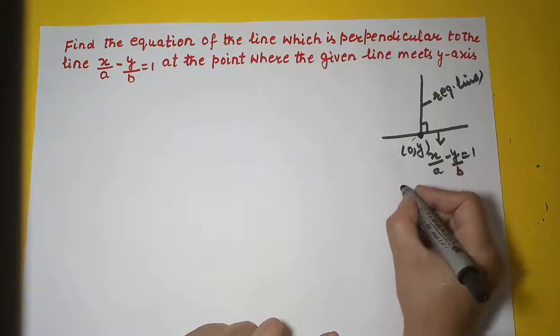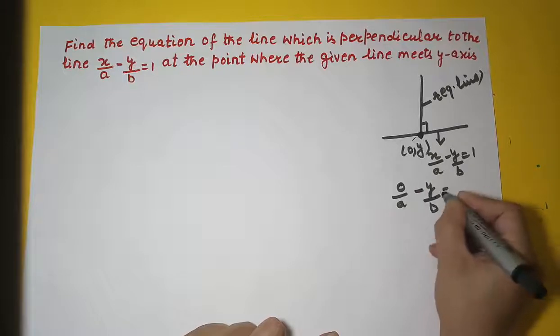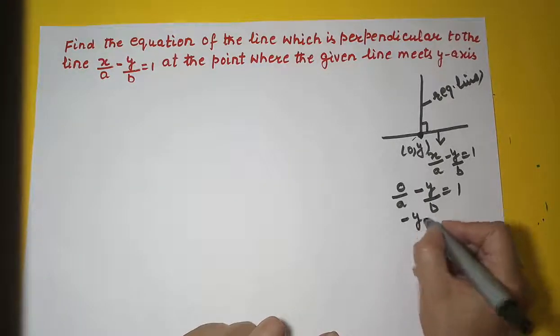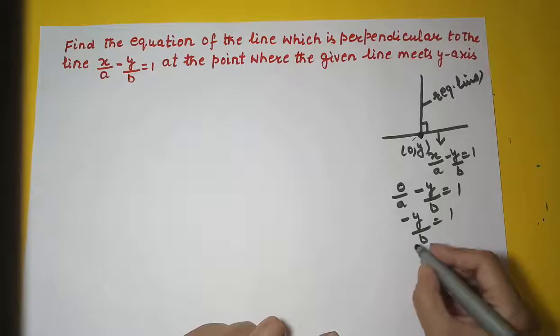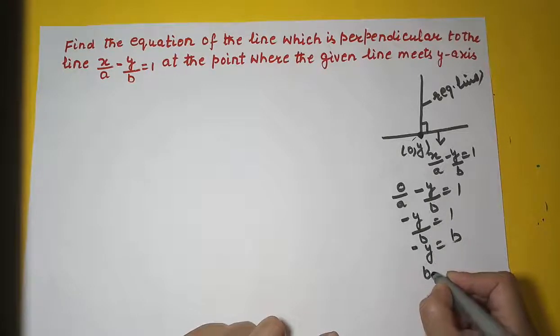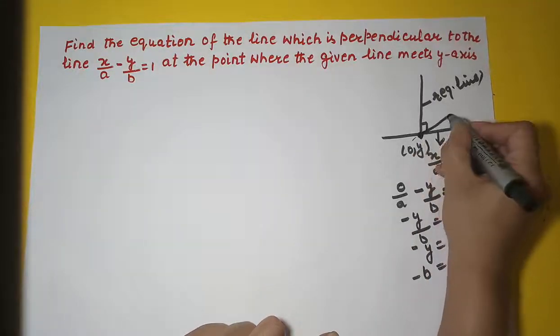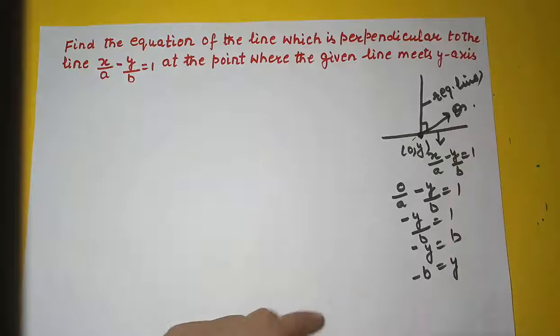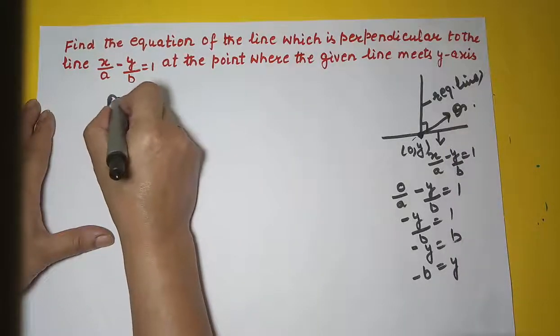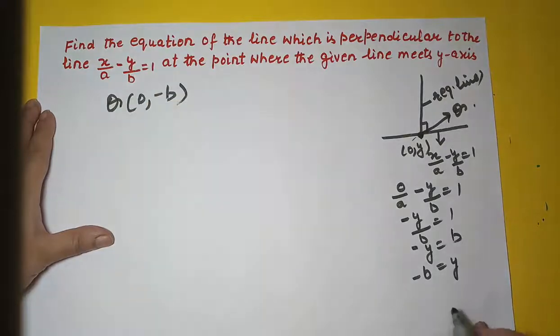So x is 0. So 0 upon a minus y upon b equals 1. So minus y upon b equals 1. So minus y equals b, or minus b is equal to y. So let's name this point as Q, and the coordinates of this point Q are 0 and minus b, right?